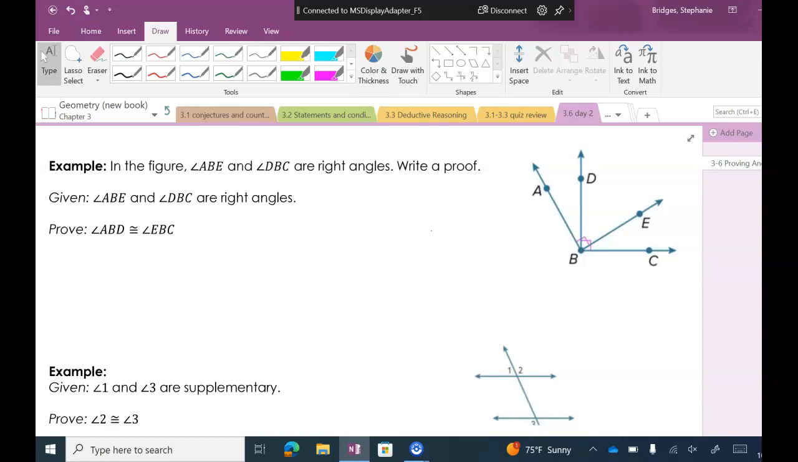So it seems like a lot, and it does seem a little confusing because of all of the letters, but you have to just take it slow, talk about how to incorporate what you need. We use angle addition and segment addition a lot, especially in these beginning proofs. Anybody have any questions on those?